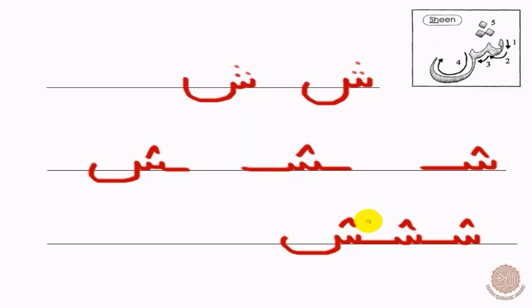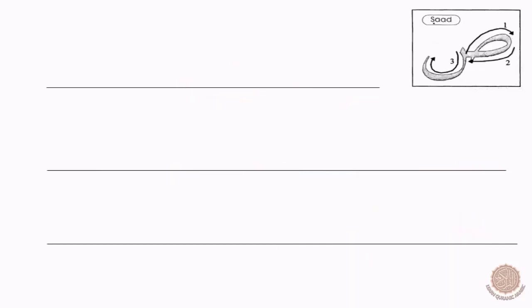Now with dotting, the correct way is to write out the letters first and then do the dotting. So you write out all these seens first, and say you wanted to dot them and make them sheens, then you start from the right hand, dot these, and then dot these. And that's the way it's done with all letters. Letters first, dots second. Next letter is the saad.